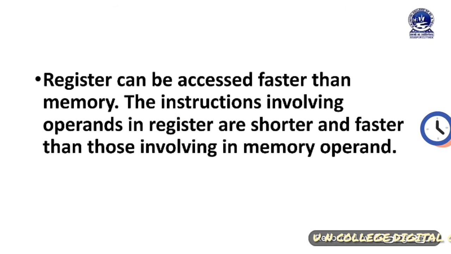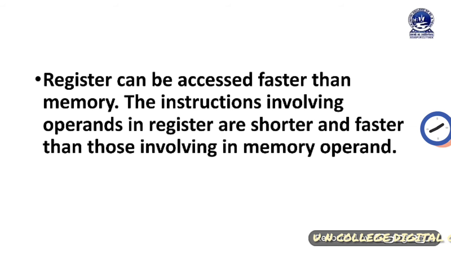assembly code. Okay, I hope you have got some basic idea on that concept. Now I am going to discuss register allocation. We know that registers can be accessed faster than memory. Instructions involving operands in registers are shorter and faster than those involving memory operands.